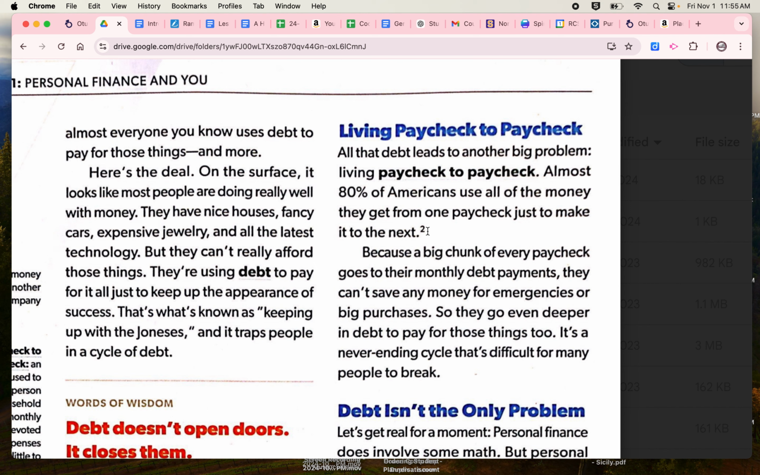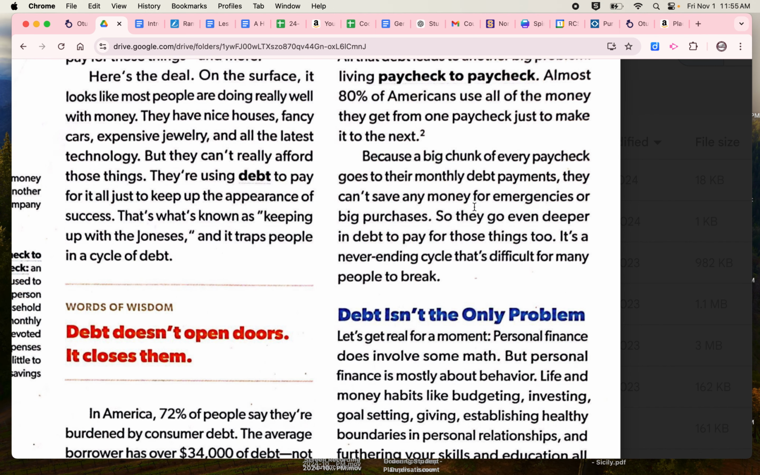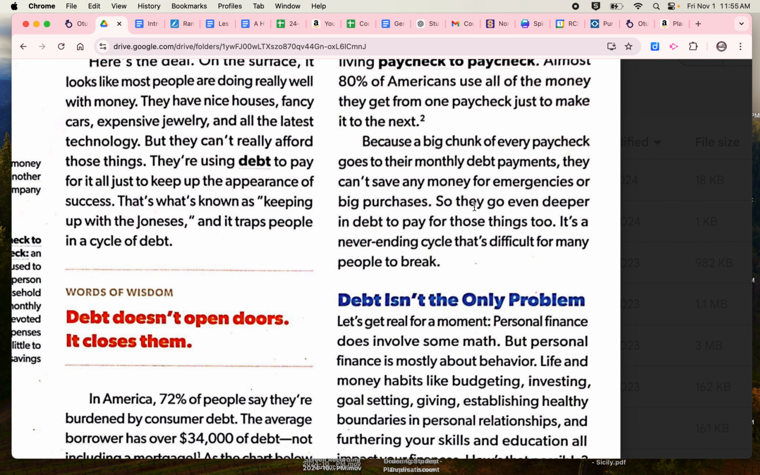Okay, so living paycheck to paycheck, you're counting on it. It's your lifeline. You need it. So this is what we want to stay out of, this 80%. We want to do things differently. So this class teaches you the basics, the foundations to do so. Because a big chunk of every paycheck goes to monthly debt payments, they can't save any money for emergencies or big purchases. So they go even deeper into debt to pay for those things. It's a never-ending cycle that's difficult for many people to break.